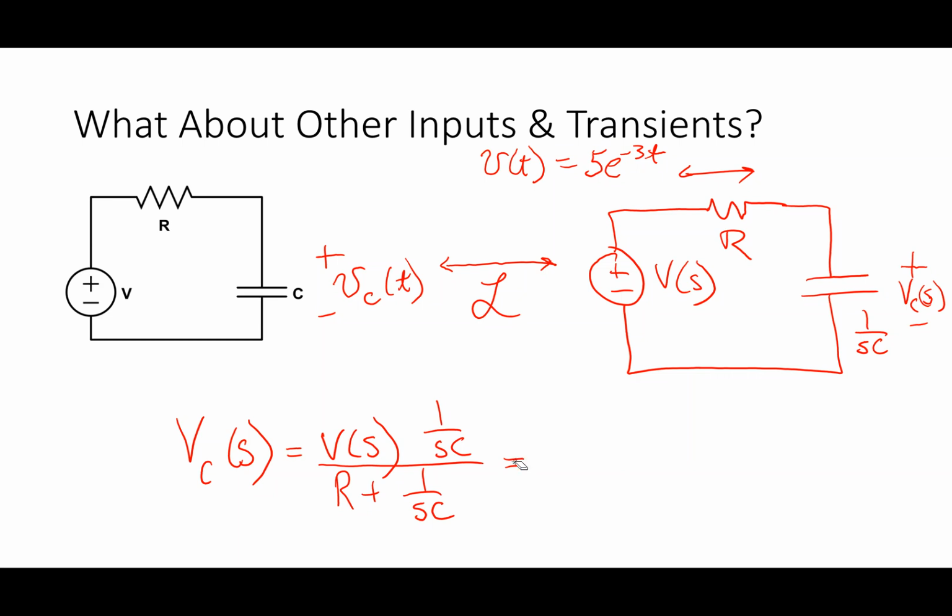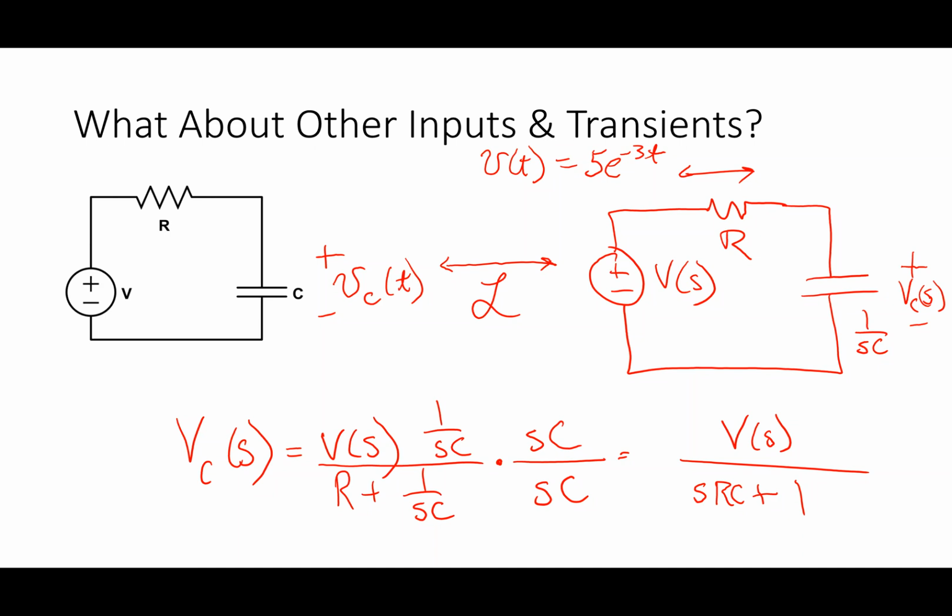So what I typically do is multiply top and bottom by SC. If I multiply top and bottom by SC, what is that like multiplying by? 1. What happens to the numerator? It just becomes V of S. What's the denominator become? SRC plus 1. I didn't have to do that, but we often do that. We're going to do that a lot beginning Wednesday. It looks cleaner, and we like polynomials of S, as we're going to see.